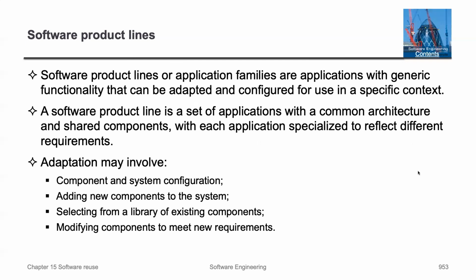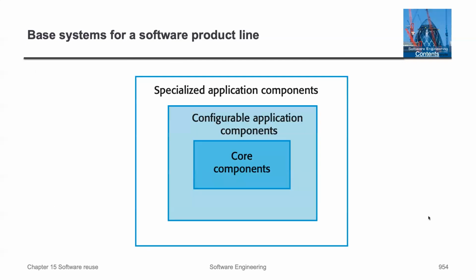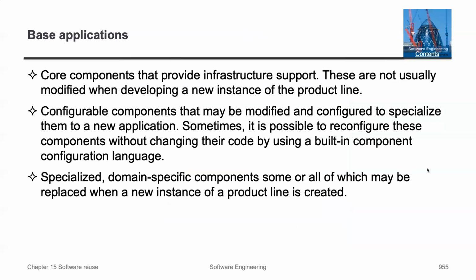And so adaptation may involve components and system configuration, adding new components to the system, selecting from a library of existing components, and modifying components to meet new requirements. And so here is a picture of base systems for a software product line. So you have your core components that must be there. You have configurable application components, and then you have specialized application components that are all related as such.